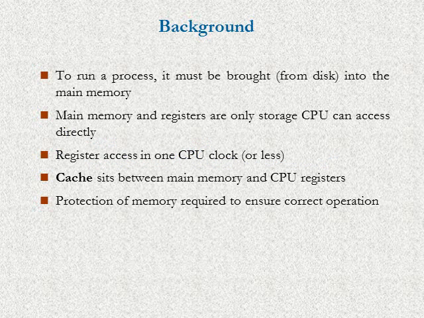To start its execution, a process has to be present in the main memory. As the main memory and the registers are the only storage that the CPU can access directly, a program that is stored onto the hard disk has to be loaded onto the main memory so that it can get executed.